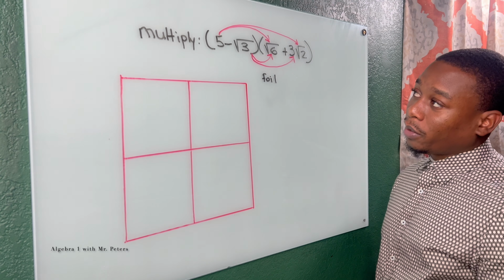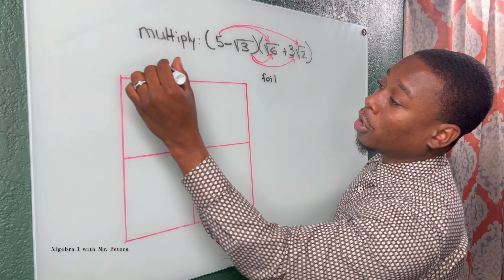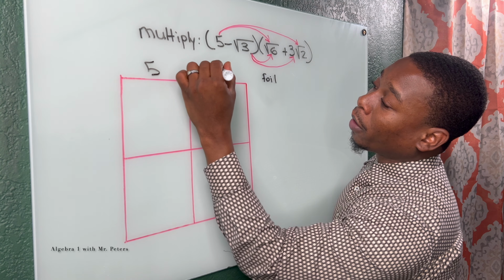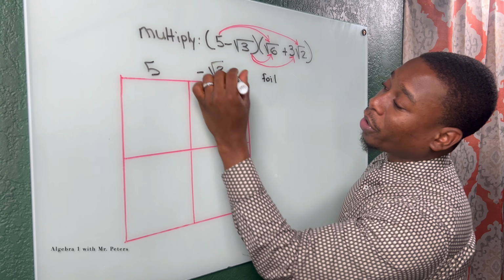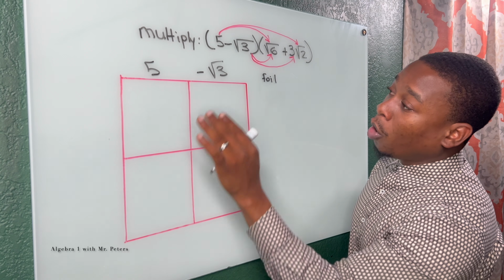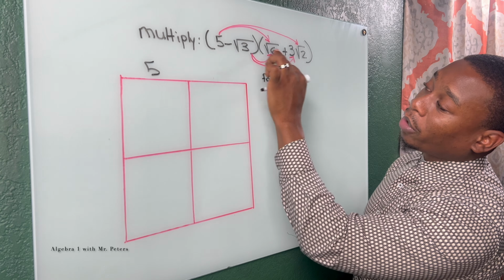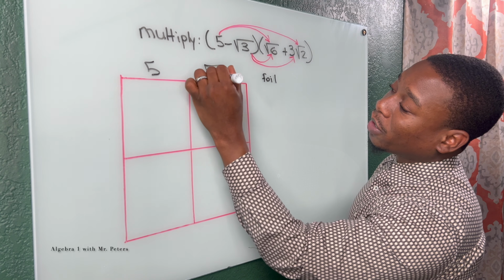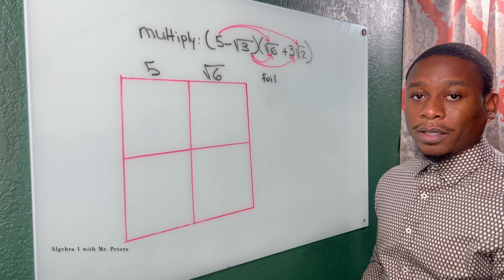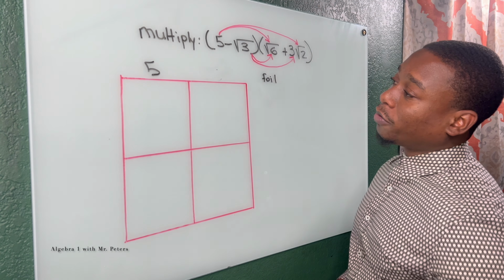So what do I mean? We have to keep what's in parentheses with each other. So I could put 5 and negative radical 3 on top, or I could put them on the side. It doesn't matter. What I cannot do is take one term from here and mix it with the other parentheses. This is when we're going to get this wrong. Now that we know that, let's go through and properly solve.